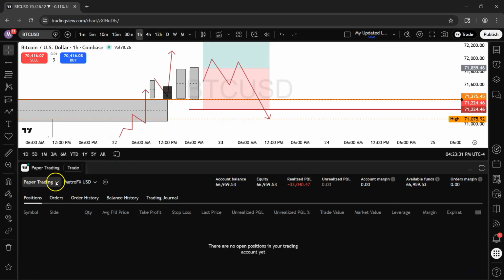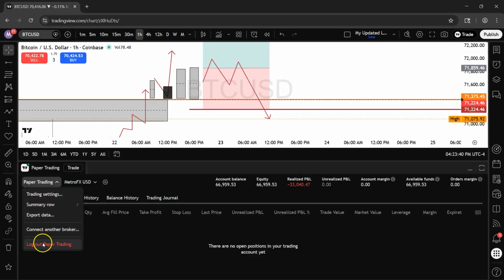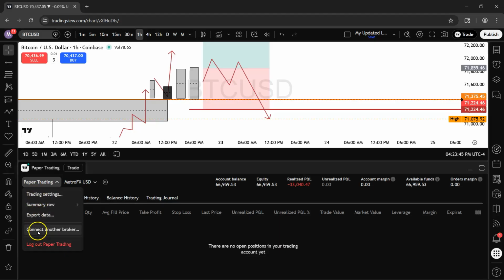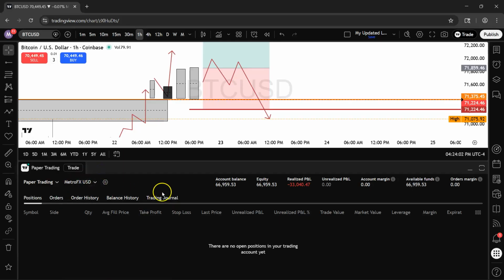Okay. And then what you do is, once you get to this part, you can create a new demo account. If I log out, well, I'm not going to log out, but there'll be a button here that says create a new demo account. Then you name the demo account, right here, create account, and you name it. As you can see, Metro FX is the account I created, and pretty much you just trade this account.